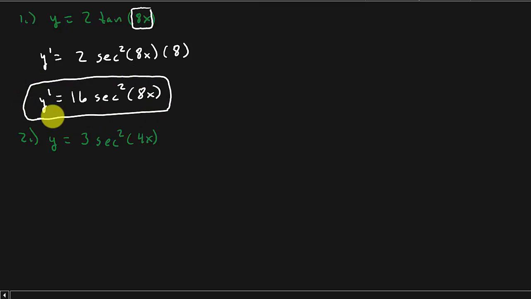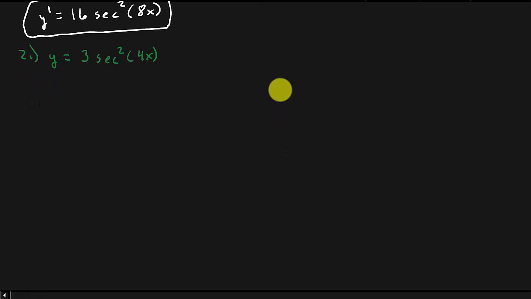It's that simple. Now let's look at this one: y equals 3 secant squared 4x. I did this in the last video, and I'm going to do it in this video also. Remember, secant squared is the same thing as secant in parentheses, squared. That's what it means. We just don't write the parentheses raised to a power. We put the exponent right here. It's just easier to write.